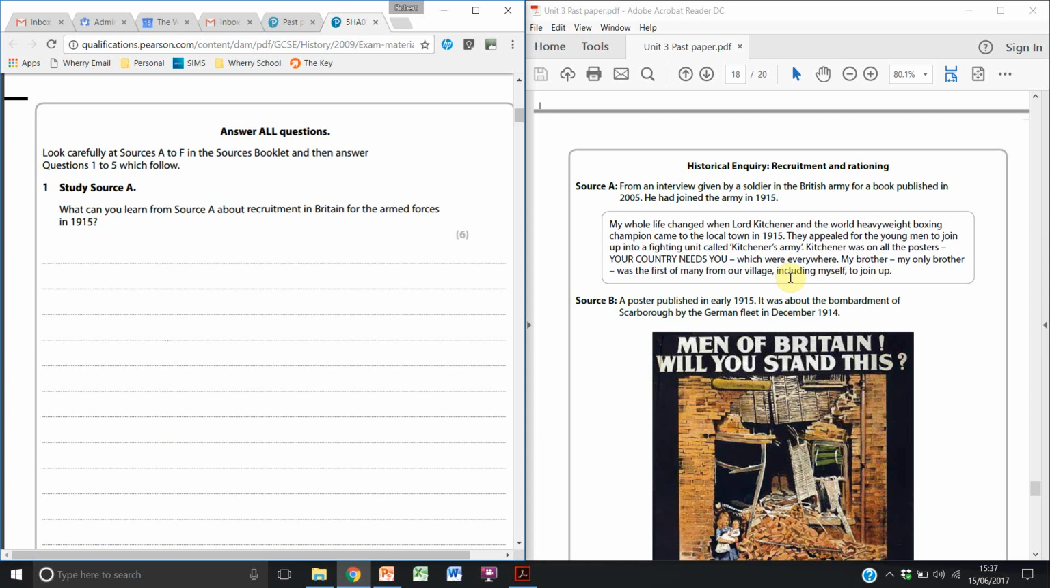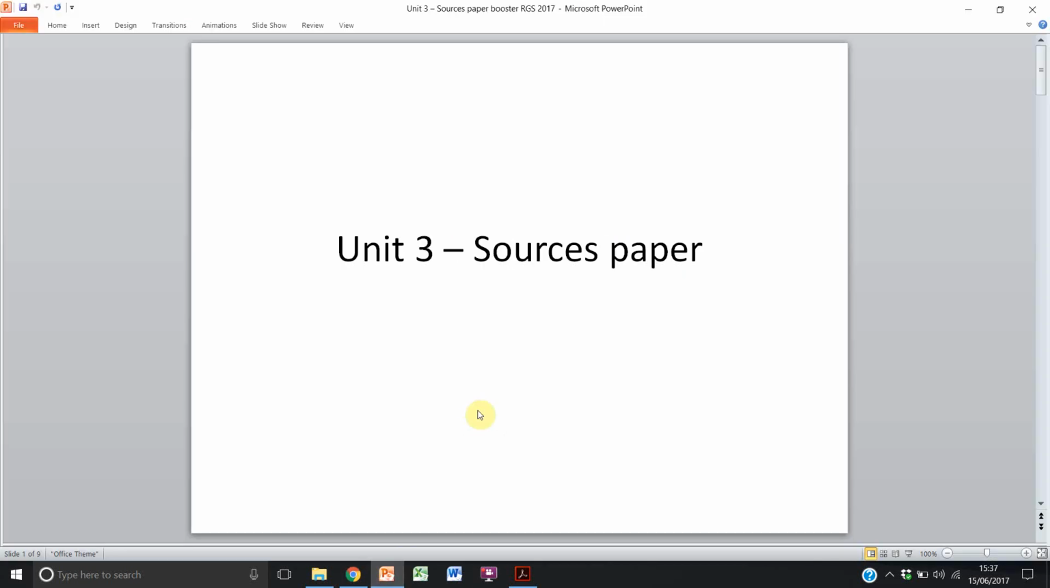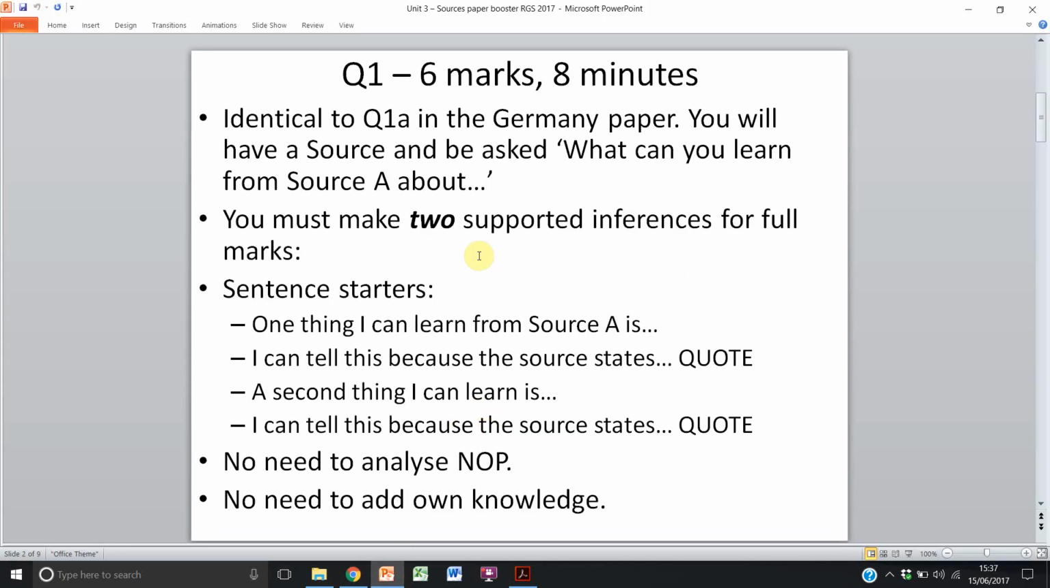So this is an identical skill that you're having to use as you did for question 1A in the Germany paper. The only difference is that in the Germany paper, you only needed to make one inference to get 4 out of 4. For this question, to get 6 out of 6, you need to make 2 well-supported inferences. So, my advice for this question is as follows. Okay, you need to make 2 very well-supported inferences to gain the full marks, and I would strongly recommend using these types of sentence starters.